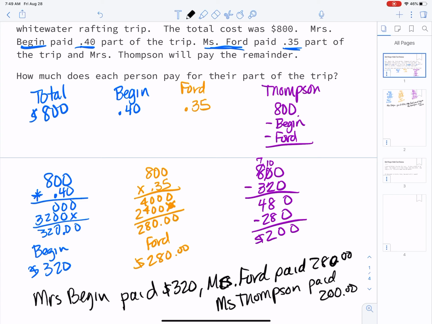I can check my answers by doing 320 plus 280 plus 200 to make sure that it still ends up being 800. So yes, my answer is correct. So just remember that a decimal is a part, which is a percent, and you multiply.